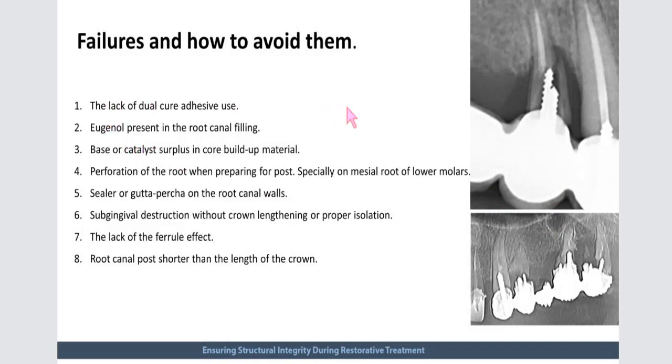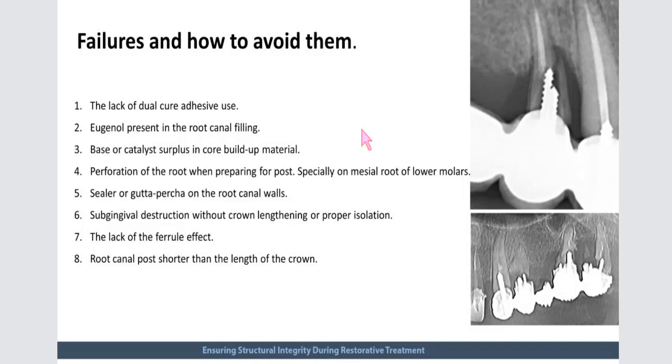The literature will say the most common failure when you are performing a core buildup and cementing a glass fiber post is decementation. Basically, the core buildup will come out of the root canal like a carrot, like you are removing a carrot from the ground. Why? Because most of the time, dentists are not using dual cure adhesives.